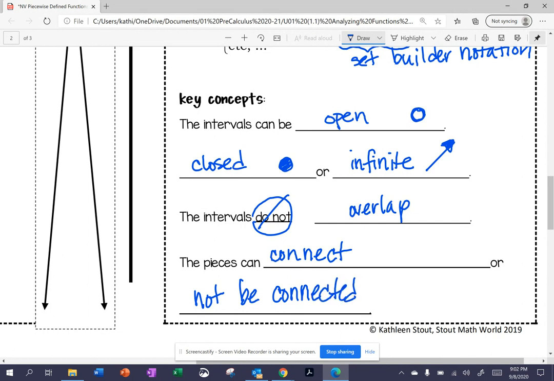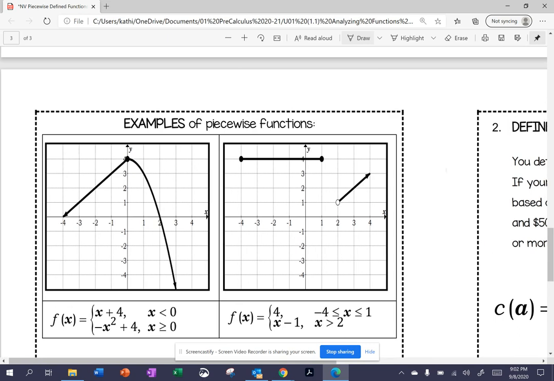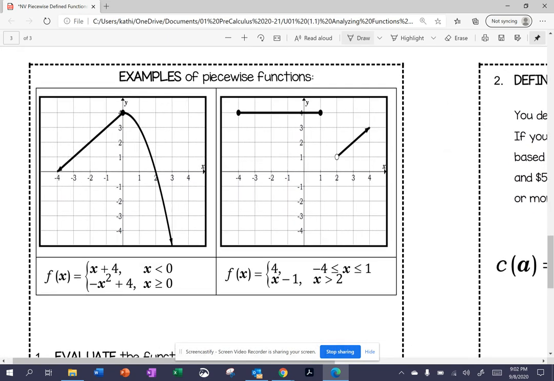What does that look like? Let's take a look at a couple of these. All right, so here are two examples of piecewise defined functions. On the one on the left, I have two different functions and I have arrows on the end, so they continue to infinity. So I have two intervals and I'm looking at where I'm changing. I have one interval defined from here to here and one interval defined from here to here.